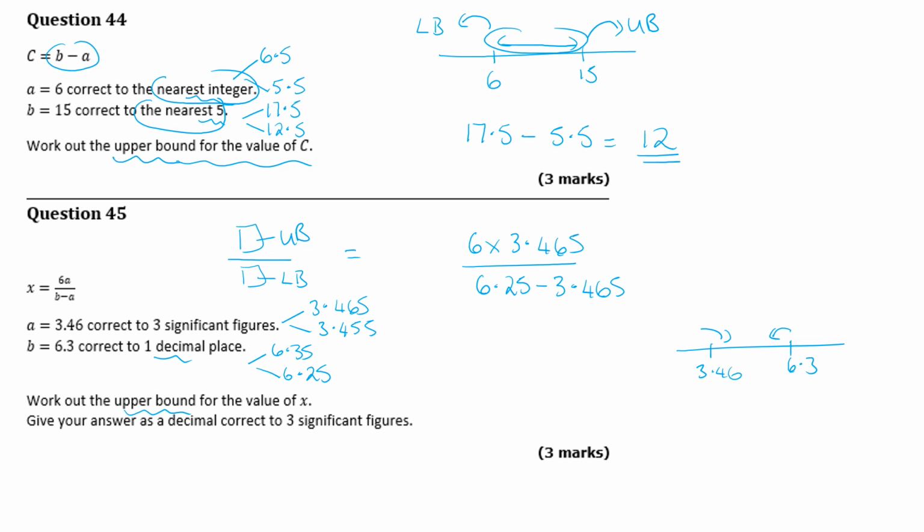So do that on our calculator. 6 times 3.465 divided by 6.25 minus 3.465. The answer will be 7.464. So they want it to 3 significant figures, 7.46.